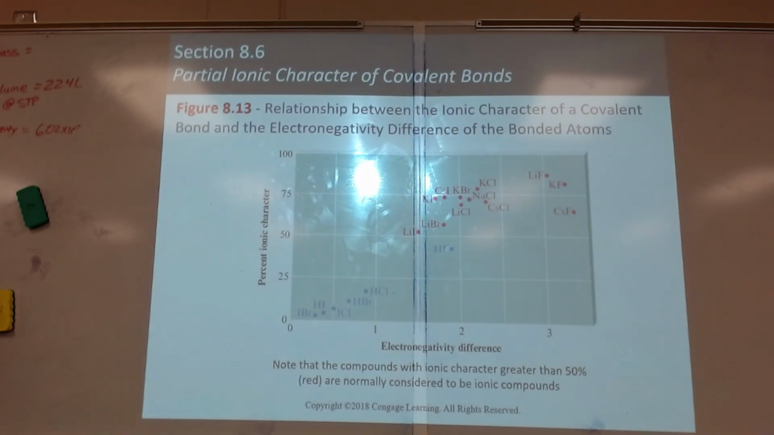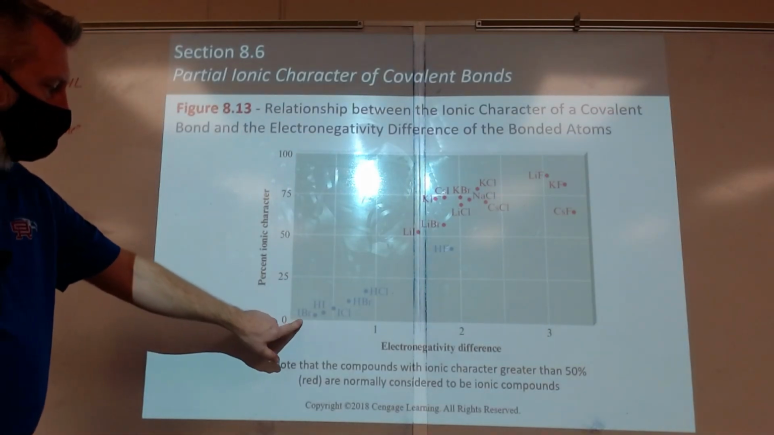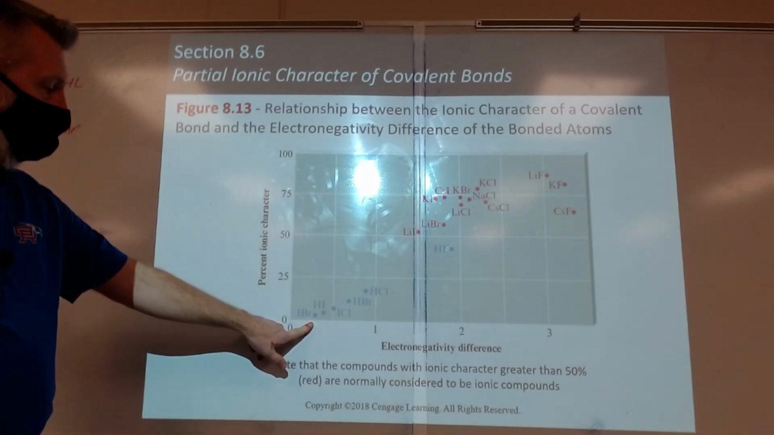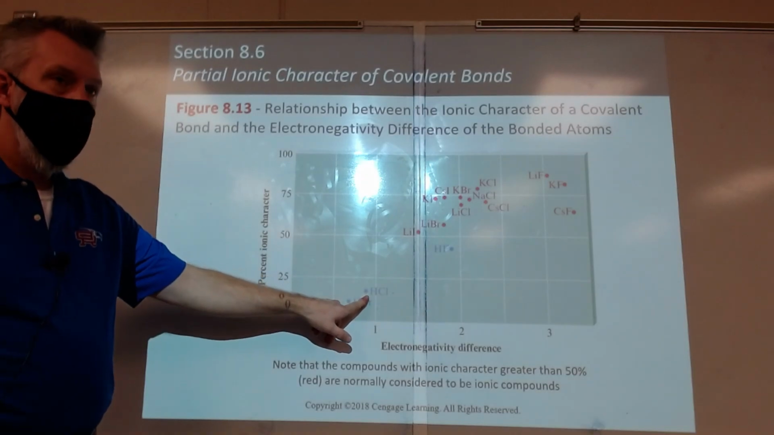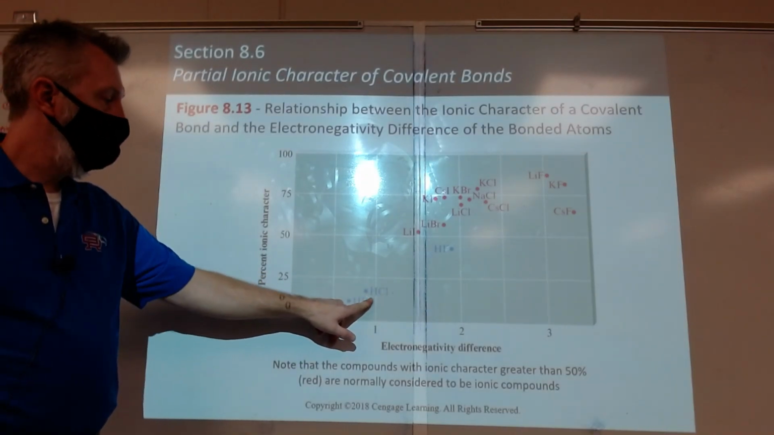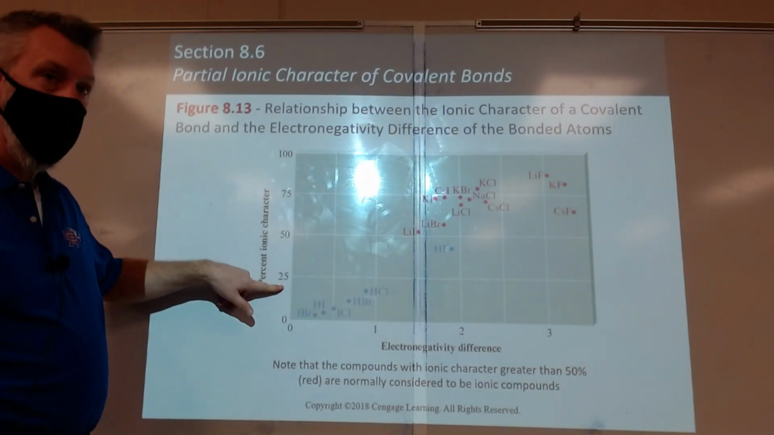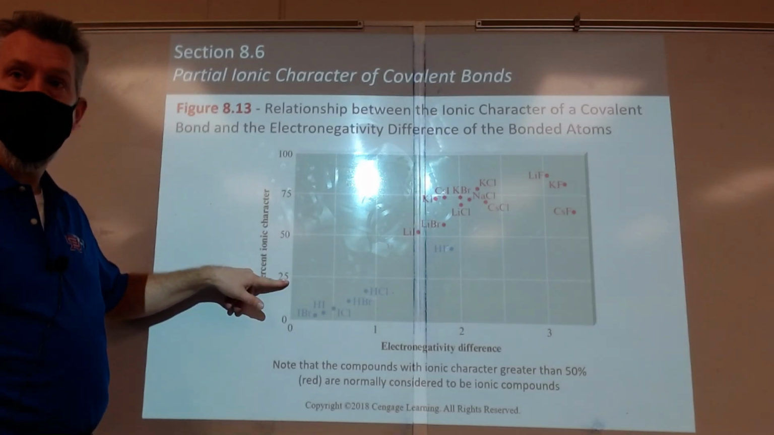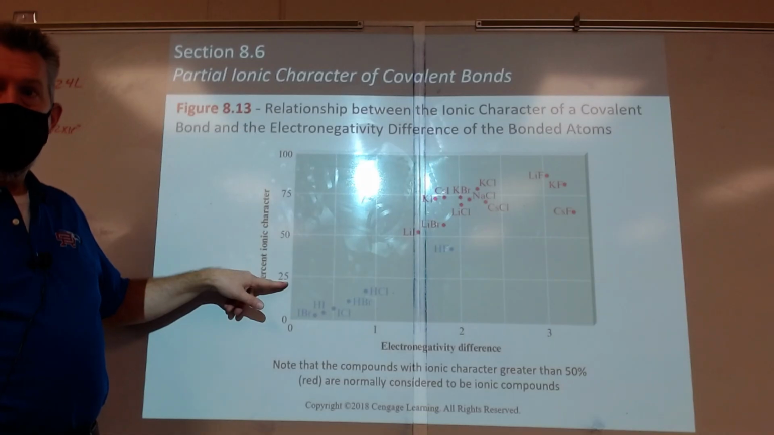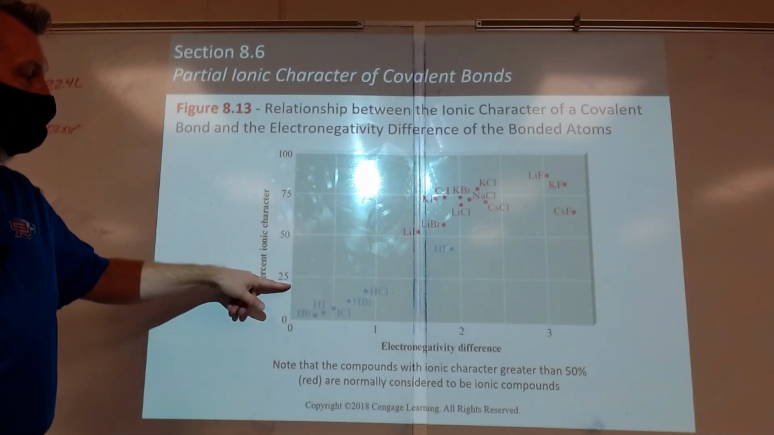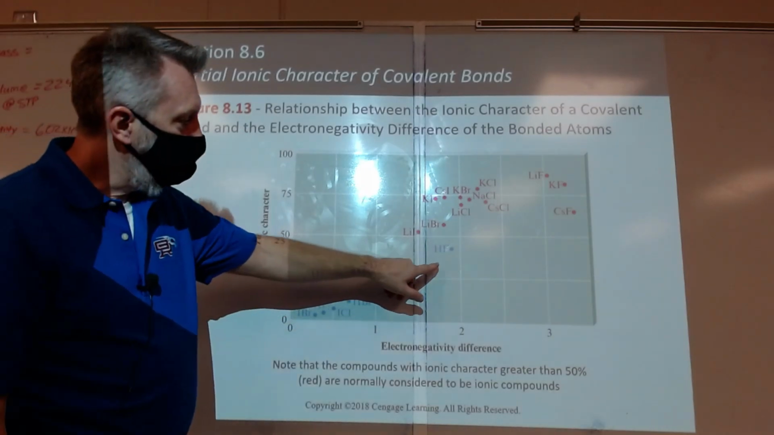So this is iodine bromide, right? Very little change here. HCl, covalent. But you notice we've got a pretty significant ionic contribution, right? There's a pretty significant ionic contribution to the bond. Let's look at this guy.